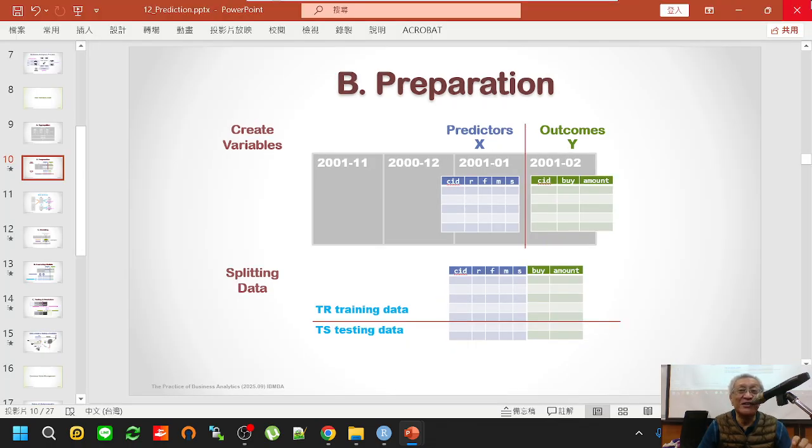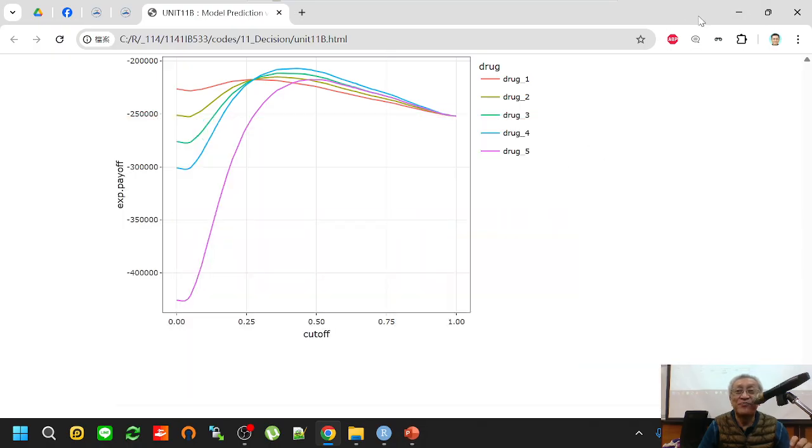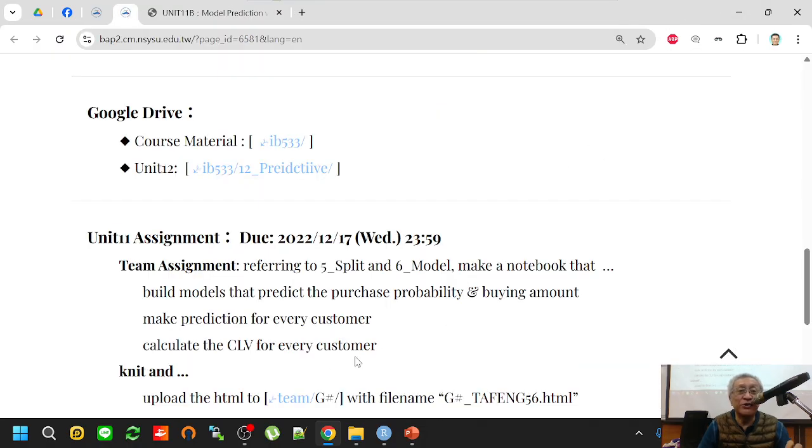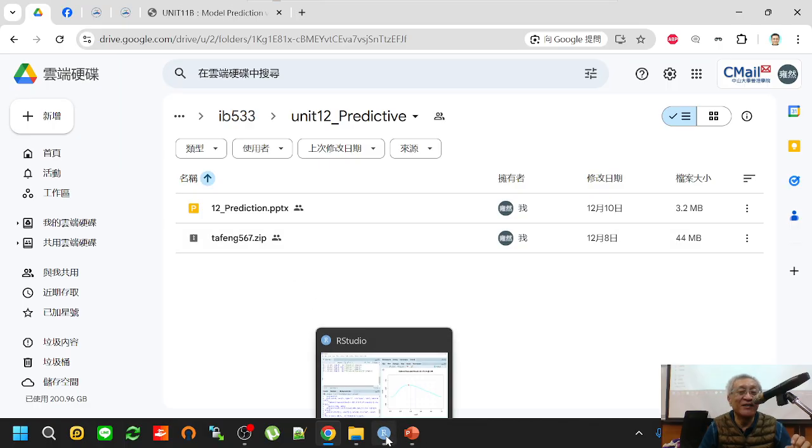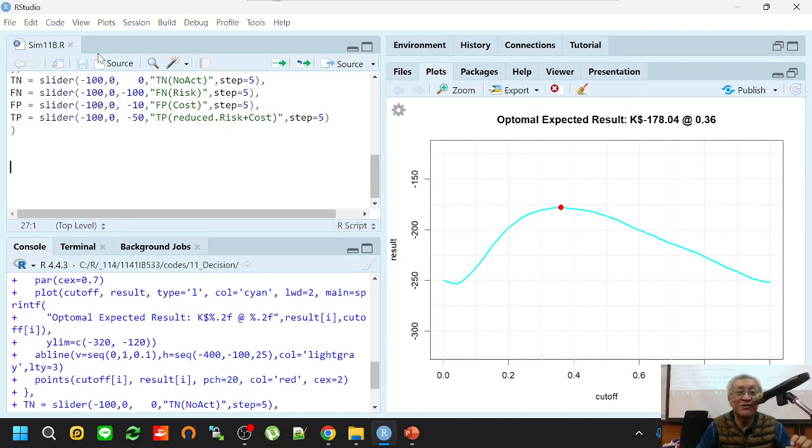So let's go to our notebook. Today in our folders, in our unit folder, we again have two files. This is the PowerPoint file, and again I have a zip file. It's called tafan567. Okay, you get this zip file and, sorry, let me close this.